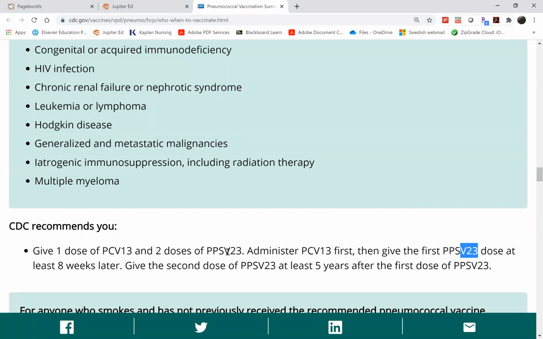Professor, really quick. So the first dose of the 13, that is only given once in a lifetime?